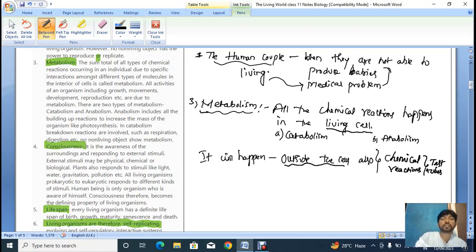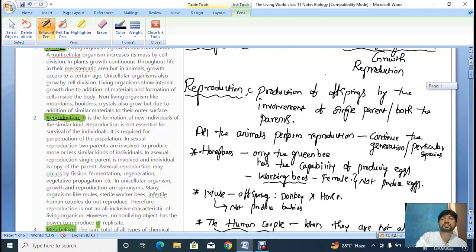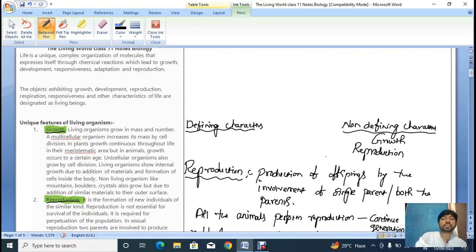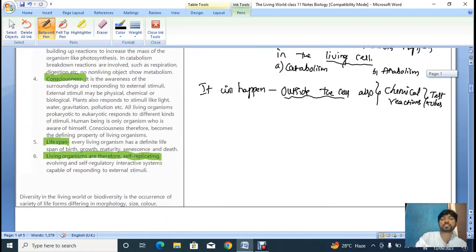Right? Then what do we call now? This metabolism is considered as the defining character of living organism. Metabolism. Okay, so the metabolism is considered as the defining character of living organisms.